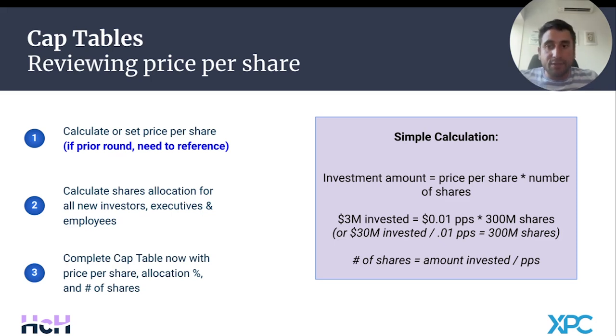And there's really 3 steps to calculating this cap table. The most important one, I'd argue, is the first one, which is calculate the new price per share. Now that we're doing a cap table, there's already existent data on prior rounds, so we need to use that as a reference point. And then the remaining 2 steps are pretty easy. It's calculate the remaining shares allocation for everyone in the company, and then literally fill out the cap table.